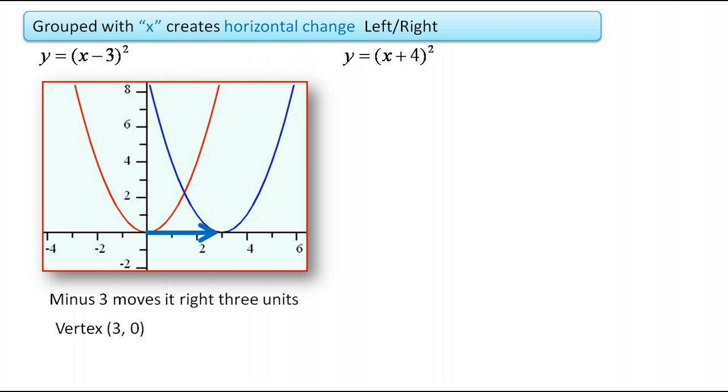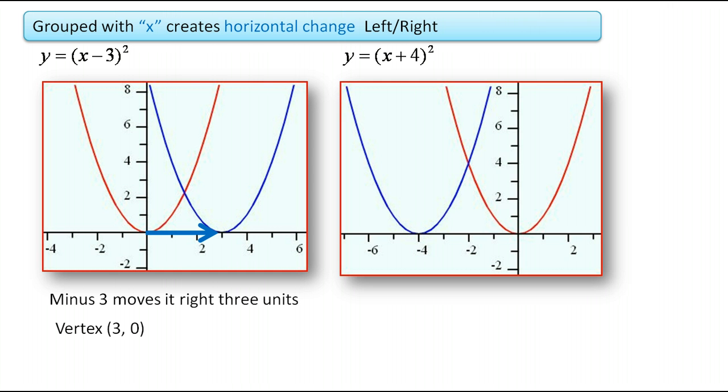Our next function here, y equals the quantity x plus 4 squared, is going to move it also left or right. In the previous example you saw that minus 3 moves it to the right. So in this case you could guess that plus 4 would move it to the left. So again, adding, you normally think it'd move it to the right, but it actually does move it to the left. So my new vertex now is (-4, 0).